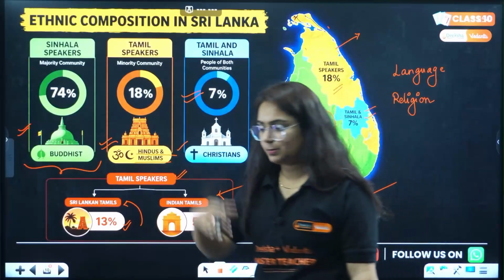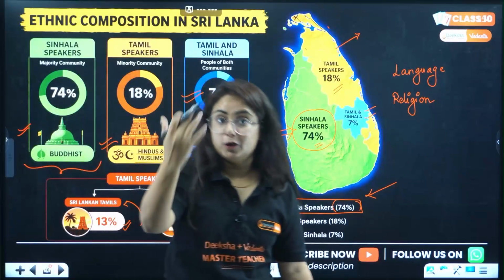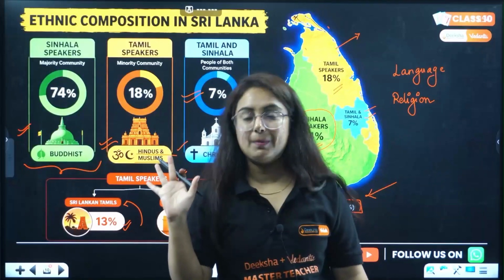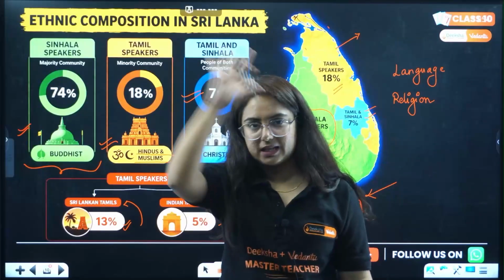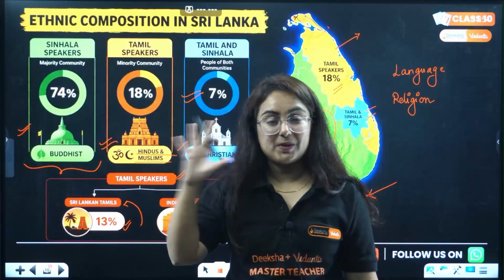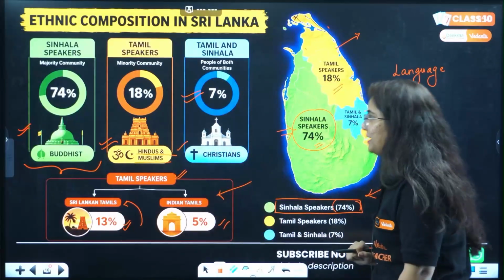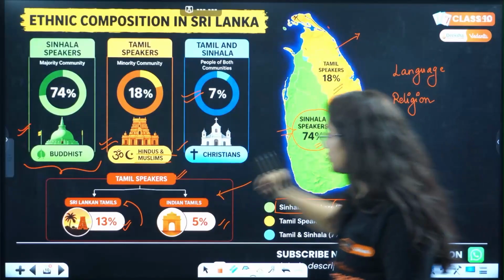Why Indian Tamils? Because of colonialism, the Britishers, or because of economy and fishing activity, they moved and settled in Sri Lanka, but they speak the language Tamil. Get it? Is the whole scenario getting clear in your mind or not? Crystal clear, that's what I mean. Okay, so this is the ethnic composition in Sri Lanka.